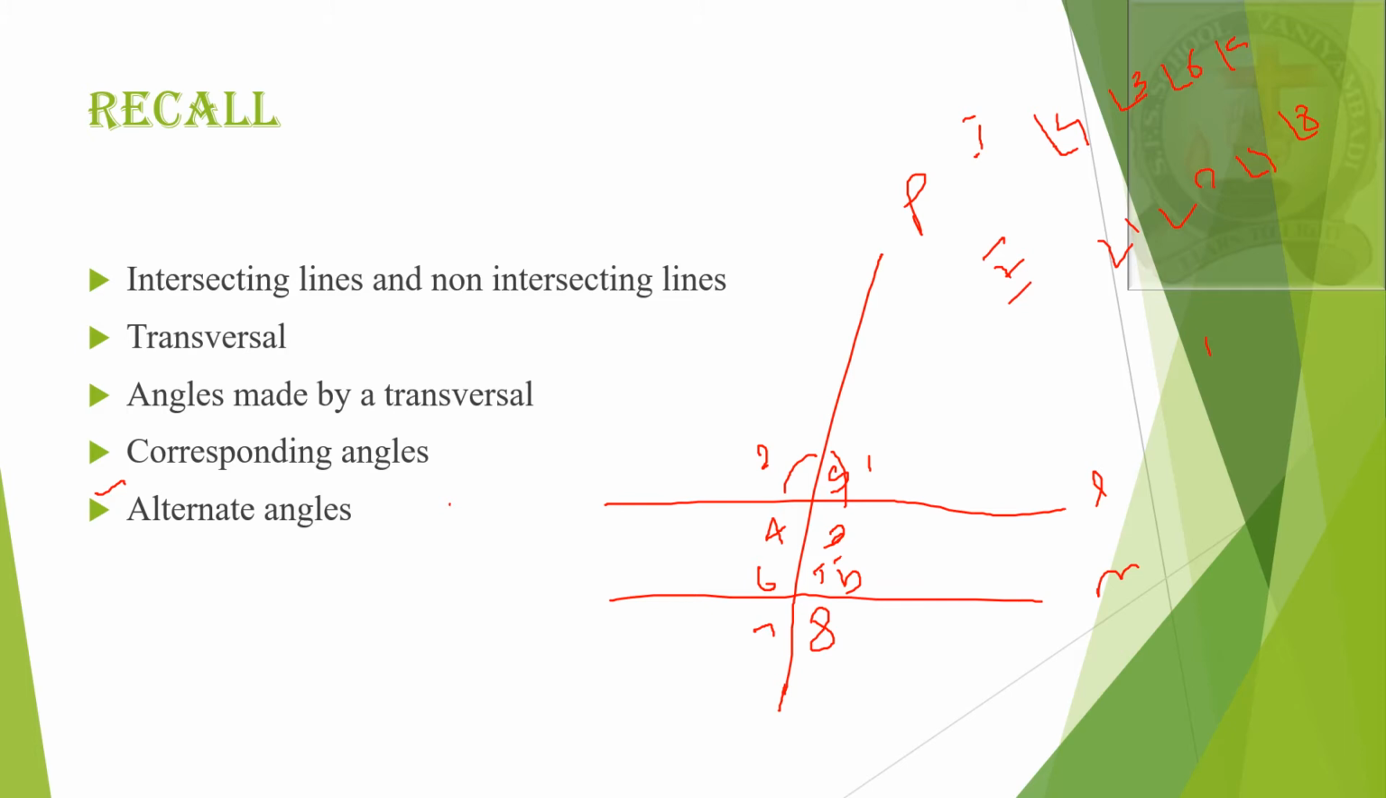Before that, we will remember the condition. What is the condition here? If any two angles are alternate angles, they should satisfy the following conditions. What are the conditions here? First condition is, let me erase this so that I can write very clearly.